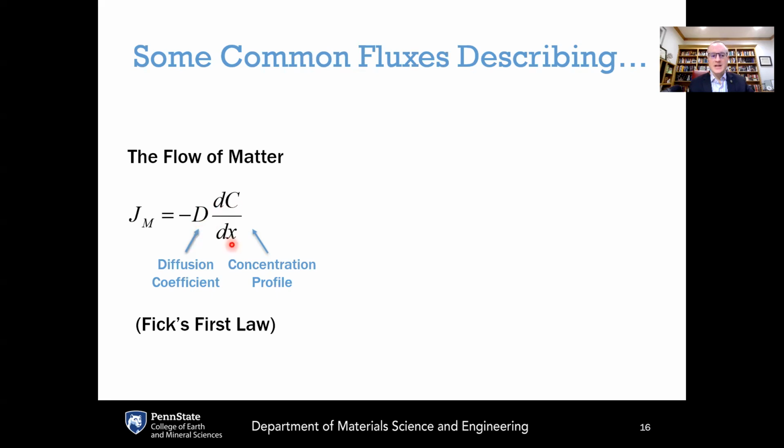So dc/dx is the thermodynamic driving force here, the concentration profile. Any inhomogeneities in concentration would act as a thermodynamic driving force for the diffusion of matter. The rate at which that occurs is given by the diffusion coefficient D. The minus sign is because the flux acts to reduce and eventually eliminate the concentration profile. Putting that all together gives us the flux of matter.